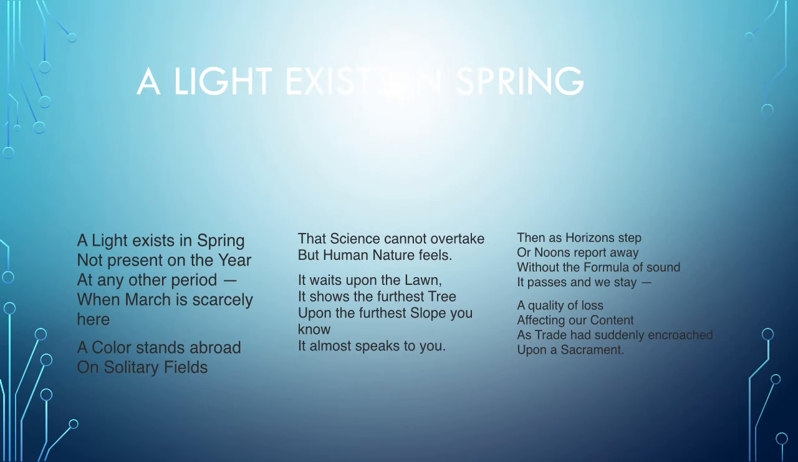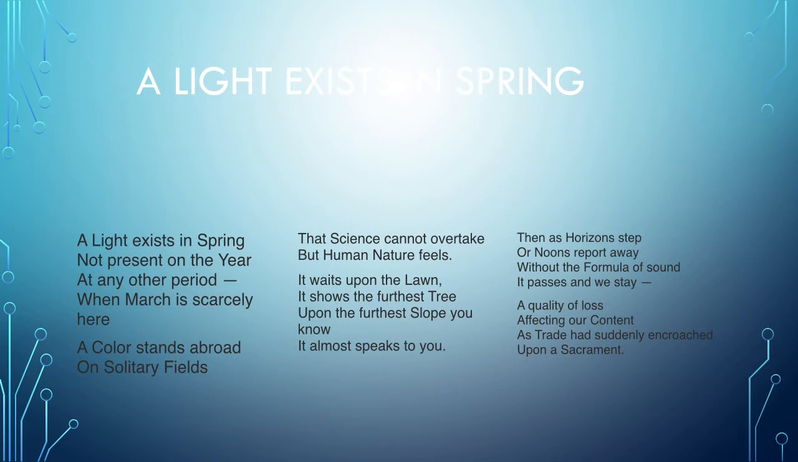A light exists in spring, not present on the year at any other period, when March is scarcely here. So the speaker here asserts that a light exists in spring, and this particular light cannot be experienced any other time of the year. This is a particular light which is experienced during the spring season only.